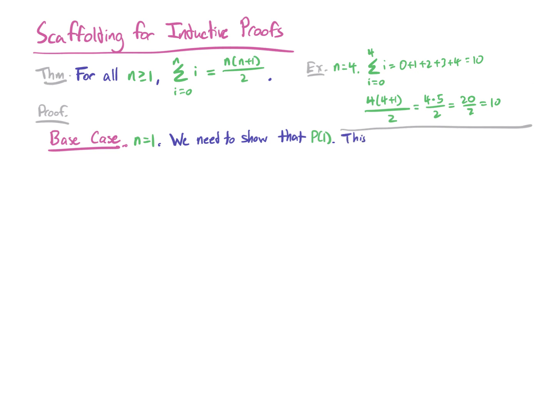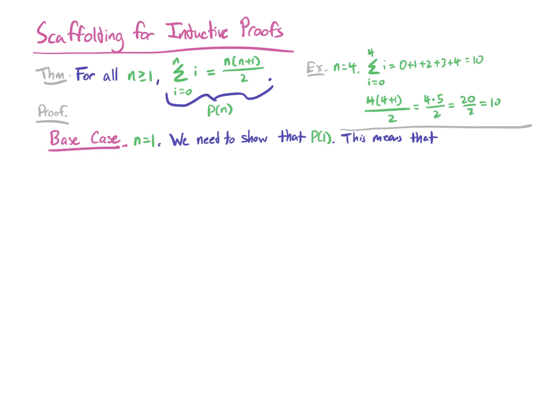This means that what I want to do now is flesh out what P of 1 means. So I'm going to look at the theorem that I'm claiming to be true, because this formula, this equation, is my P of n. That's what I'm showing to be true in the base case for n equals 1.